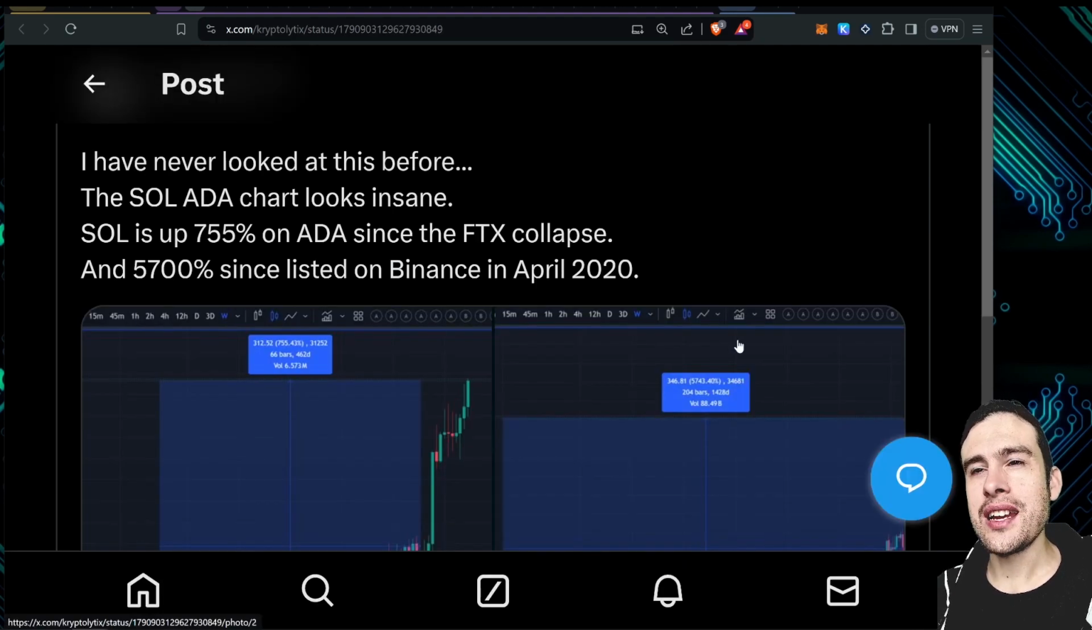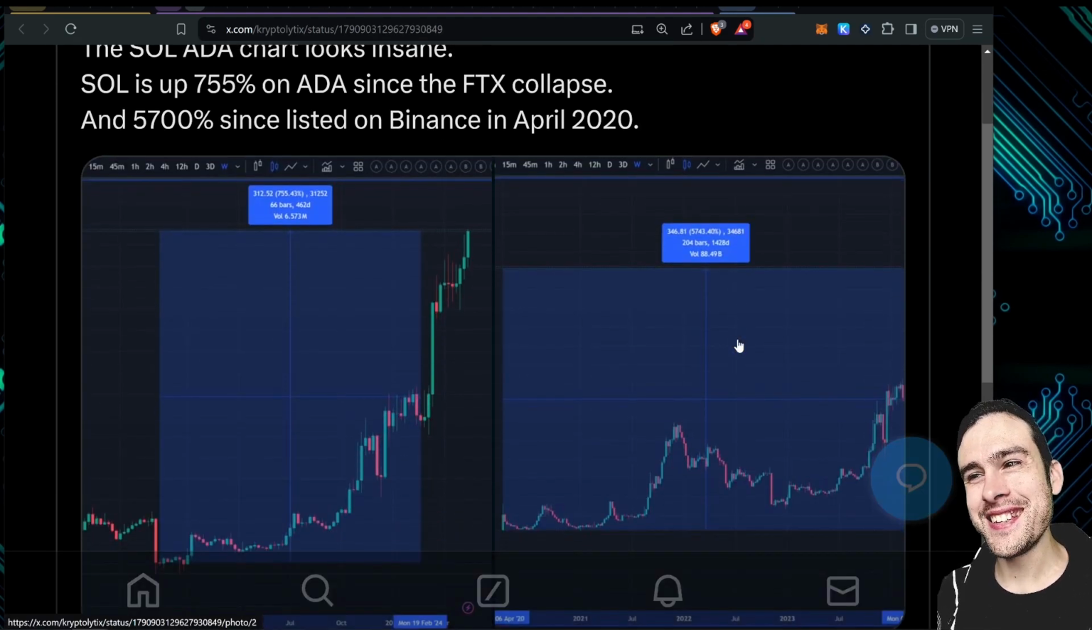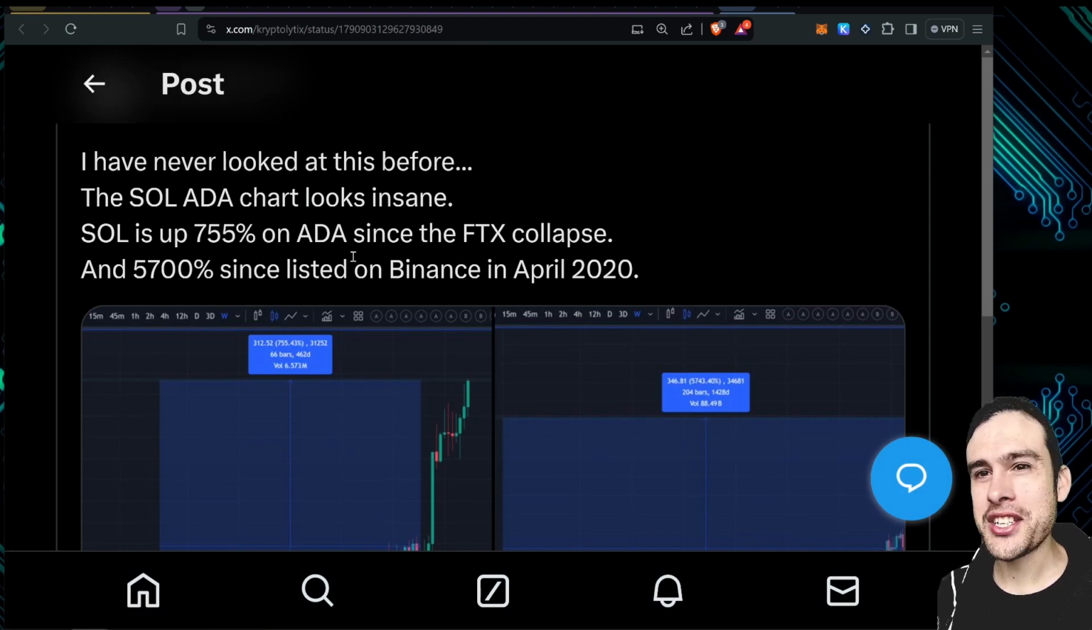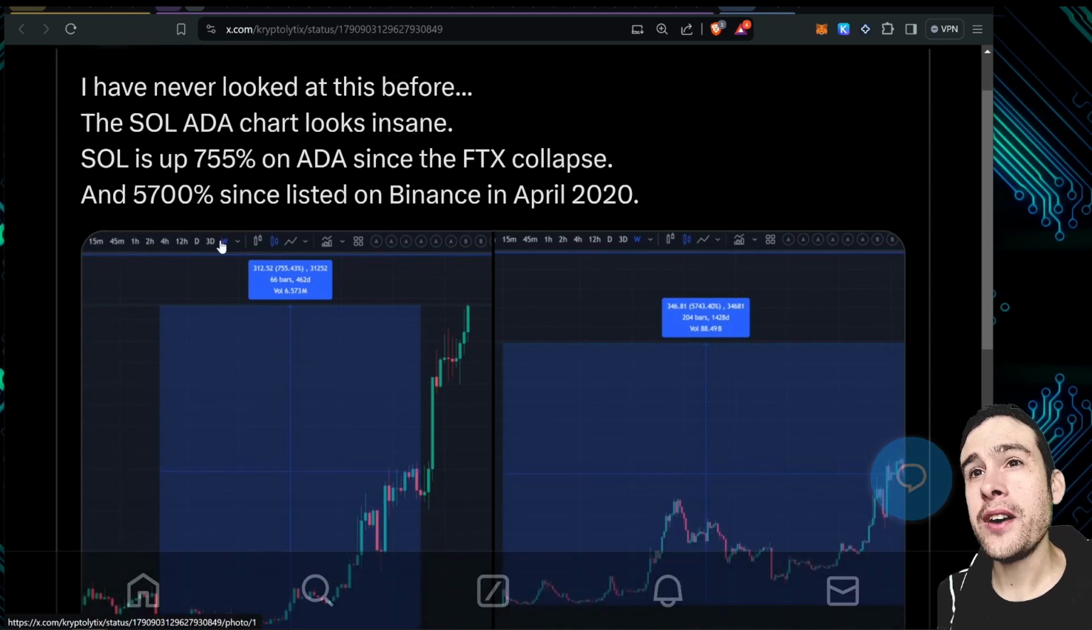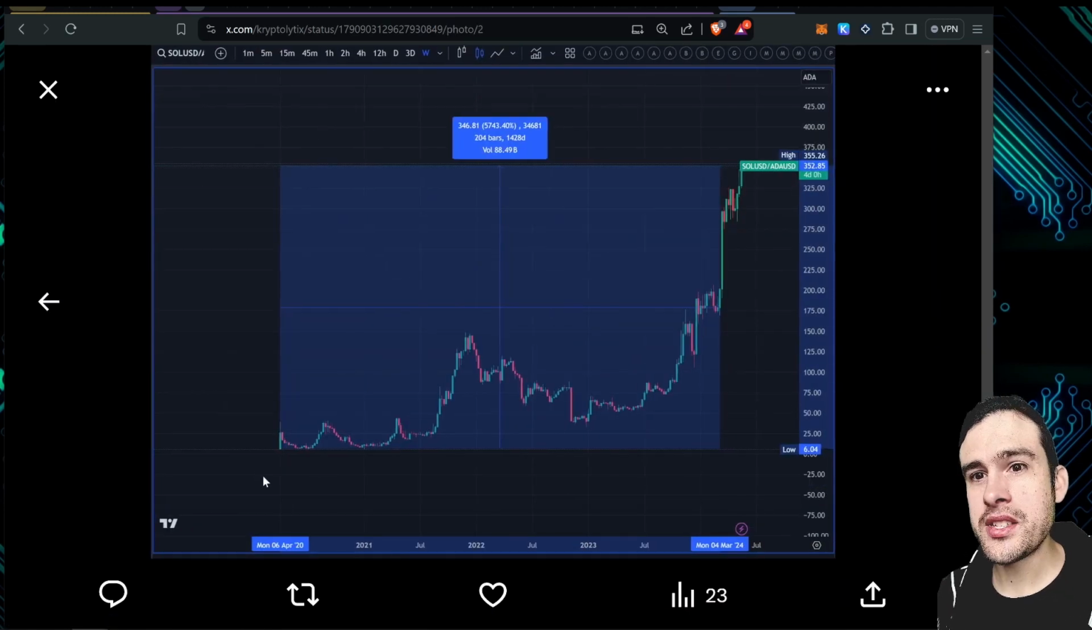There's also another chart that I haven't looked at before. Now, don't come at me for this. This is just data, right? But I've actually never looked at the SOL ADA chart before. So SOL is up 755% on ADA since the FTX collapse and 5,700% since listed on Binance back in April 2020. This is the entire chart here. So this is SOL ADA.